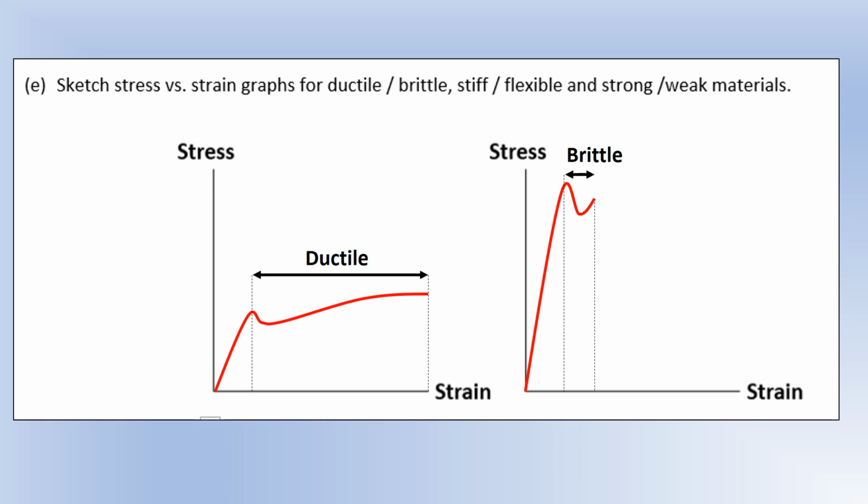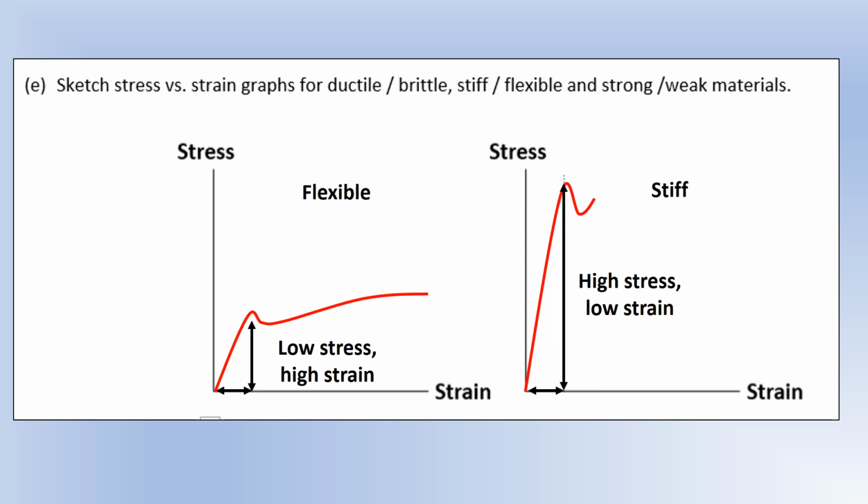So we're going to look at the graphs for different materials. I've used the same graph every time. I'm just going to look at the areas that indicate the properties. First looking at ductile versus brittle. Ductile materials have a long region after the elastic limit, or a long plastic region, whereas brittle materials have a short or even zero plastic region of the graph.